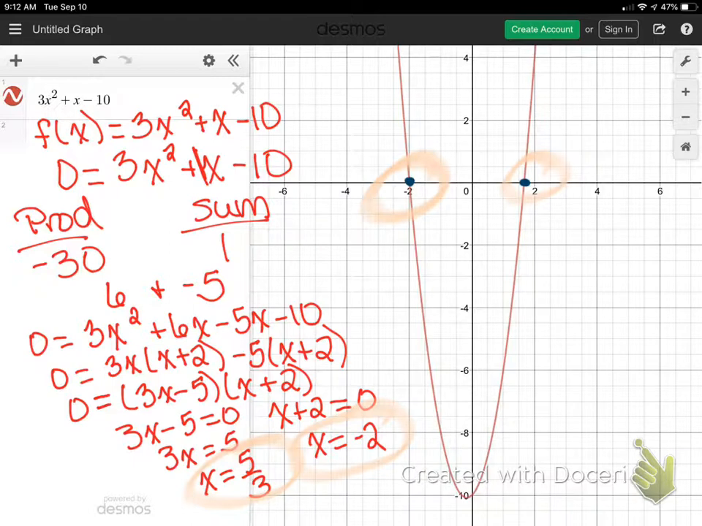It's where my graph crosses the x-axis. It's the x value when I cross the x-axis. What's my y value when I cross the x-axis? 0. Okay? Now, that one was difficult because of the factoring. Okay? We just kind of have forgotten how to factor.